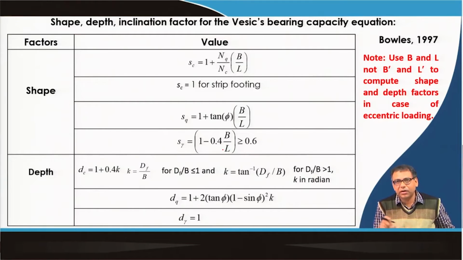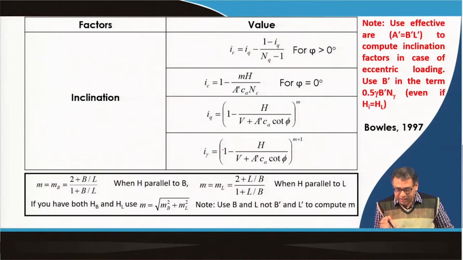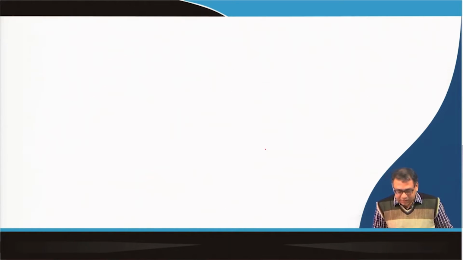The only thing you have to do is check whether the load is parallel to L or parallel to B, and that parallel to L or parallel to B effect is already incorporated to calculate the inclination factor. So, no such modifications are required in case of Basic. You can use it as it is, but for Hansen these modifications are suggested. So, now let us do one particular problem, and then I can more clearly explain how these modifications can be incorporated in Hansen's equation.